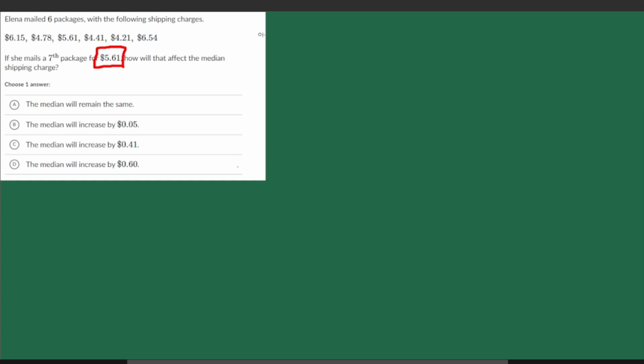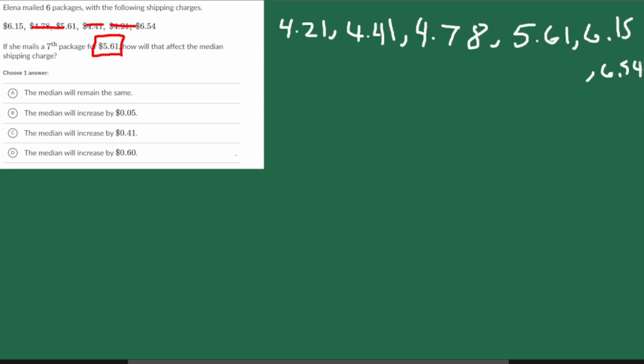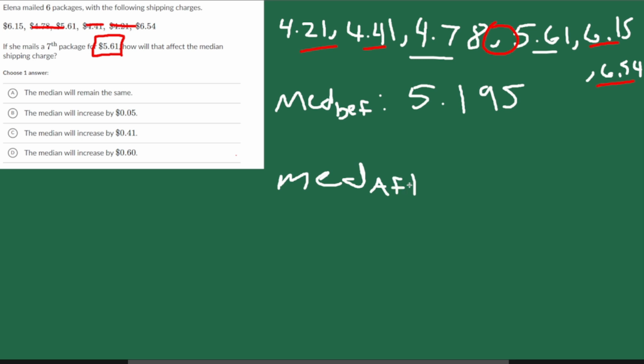So I'm going to order these first of all. Let me just order these by 4. Okay, so our middle number here is going to be the average between these two numbers. So let's find that. So I'm finding the median before, and the median before is going to give me 5.195. Now we have to find the median after.